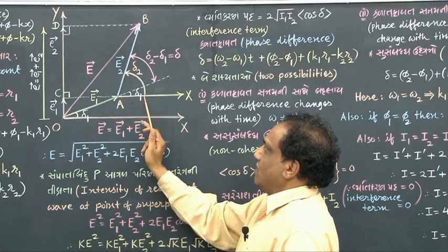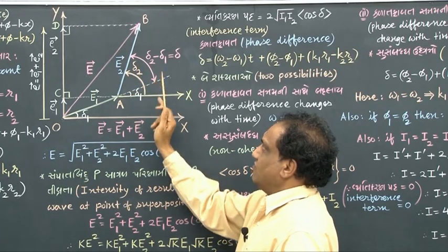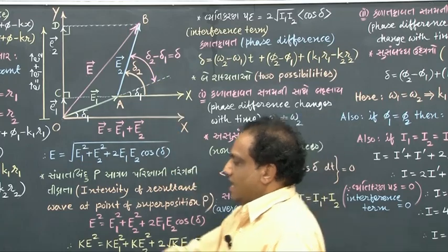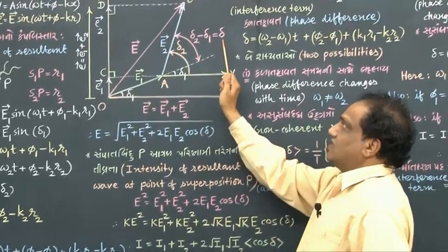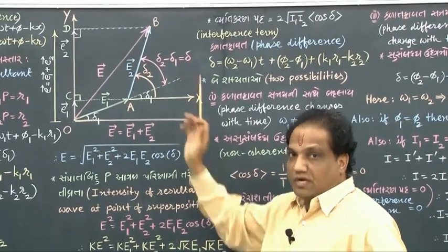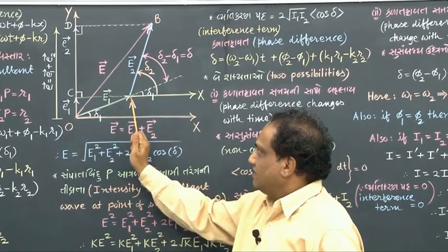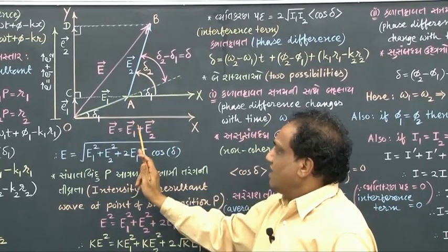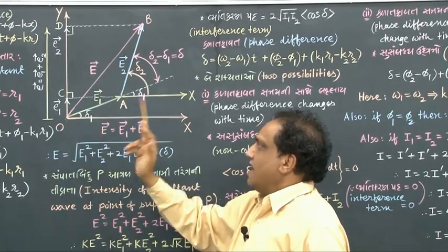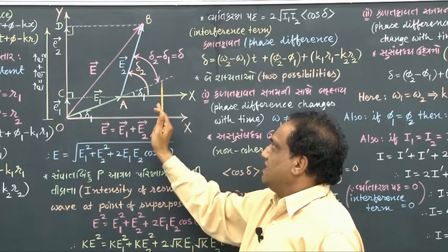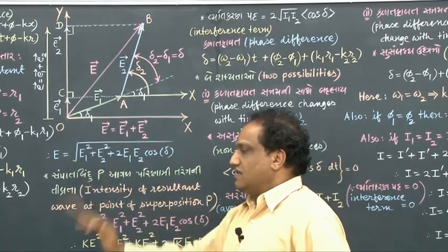Correct? Now out of delta 2, if you subtract delta 1, the difference is delta 2 minus delta 1, and delta 2 minus delta 1 is nothing but delta, which gives you the phase difference between superposing waves. Now tell me, if you have two vectors, vector capital E1 and vector capital E2, and when you add them, the vector addition is vector E, and if the angle between these two vectors is delta, then how would you write the magnitude of this vector?